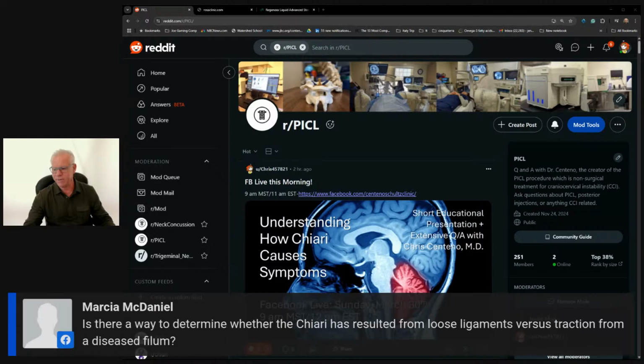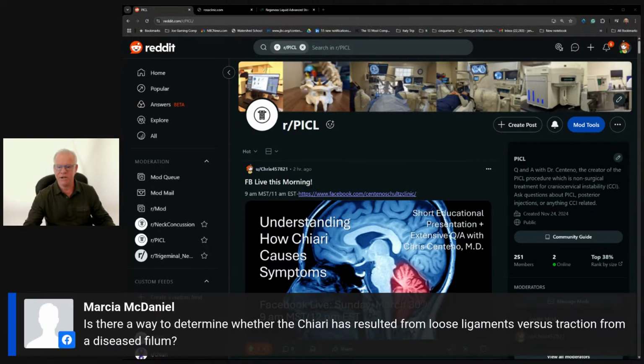And then one last question here. Marcia, is there a way to determine whether the Chiari has resulted from loose ligaments versus traction from a diseased filum? So traction from a diseased filum doesn't make sense on the Chiari side. Again, we don't really have any information that shows that an occult tethered cord is causing Chiari. We have more information that people are just born with Chiari, and that's probably what happens. So again, Chiari by itself doesn't really cause symptoms, at least 0 and 1, versus Chiari plus something else is what causes the symptoms.